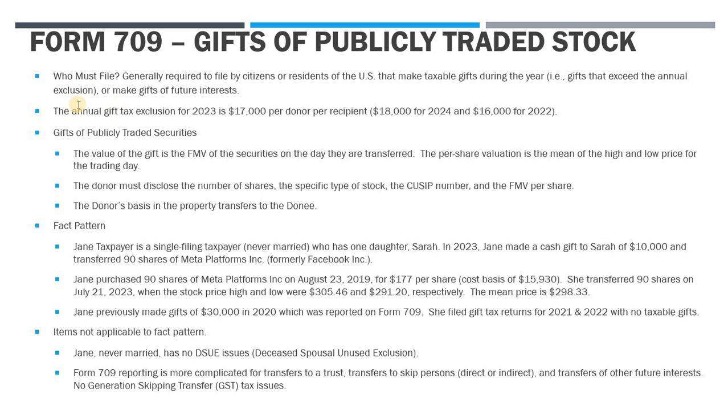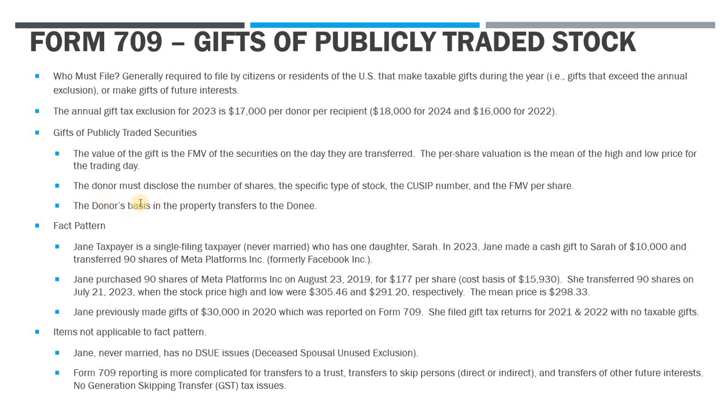Now, gifts of future interest don't have that annual exclusion amount. So if you make a gift of a future interest, even if it's below the exclusion, you might still have to file the 709. Now, when we talk about gifting publicly traded securities, the value of the gift is the fair market value of the securities on the day that you gift them to the donee. The way you calculate the valuation is on a per share basis, and it's the mean of the high and low price for the day. So on the day you transfer it, you look up the stock price, what's the high, what's the low for the day, add them up, divide by 2, and that's the mean share price. That's the per share valuation you use.